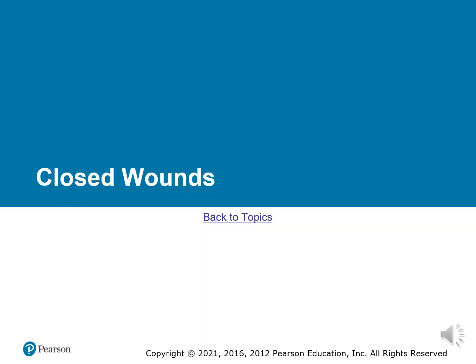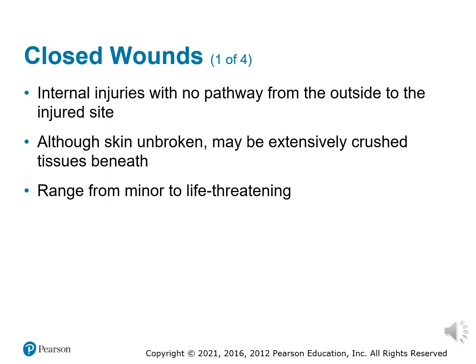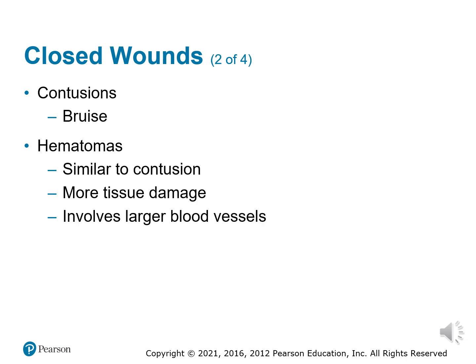In this section, we're going to talk about closed wounds. With closed wounds, they have internal injuries with no pathway from the outside to the injured site. Although the skin is unbroken, there may be extensively crushed tissue beneath. So it ranges from very minor to very life-threatening injuries. Contusions, or a bruise, is what you will see, and hematomas.